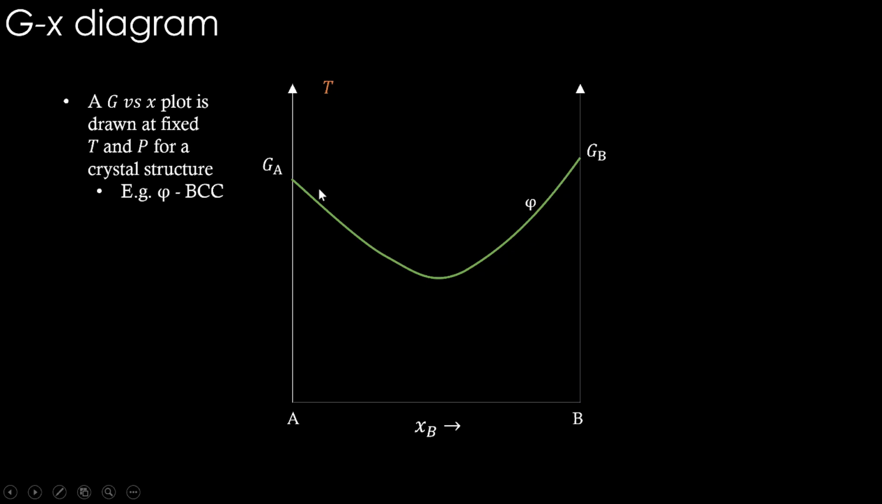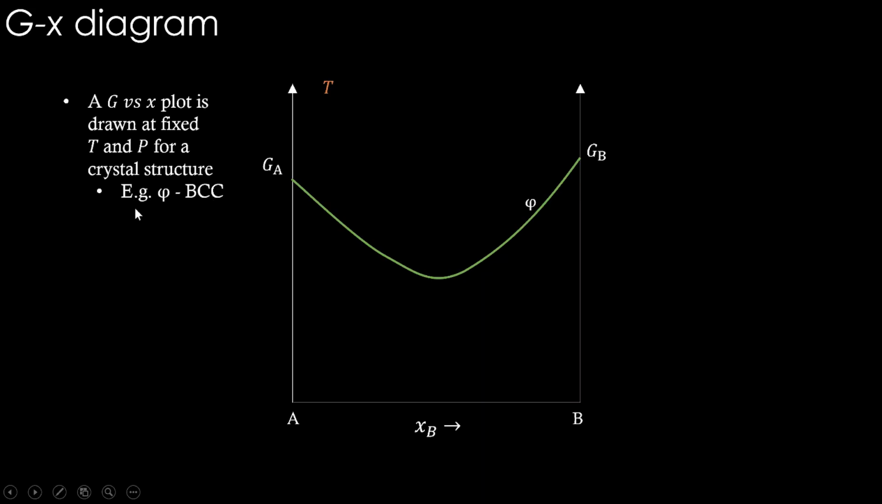So this is one simple Gibbs energy composition curve for a phase phi, and this G versus X plot is drawn at a fixed temperature and pressure for a crystal structure. This crystal structure here is very important because one Gibbs energy composition plot is plotted for every crystal structure. If we see multiple phases competing for stability, we will have a curve for one crystal structure. Example, this phi phase can be a BCC phase.